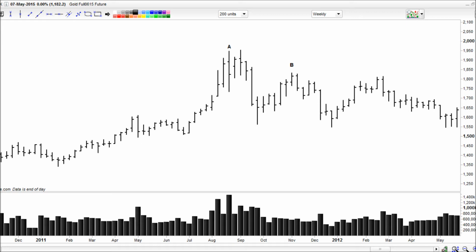Okay, I'll explain. A no demand bar is an up bar with a narrow spread, usually closing in the middle or lower, and the volume is less than the volume of the previous 2 bars. I'll repeat that. A no demand bar is an up bar with a narrow spread, usually closing in the middle or lower, and the volume is less than the volume of the previous 2 bars.